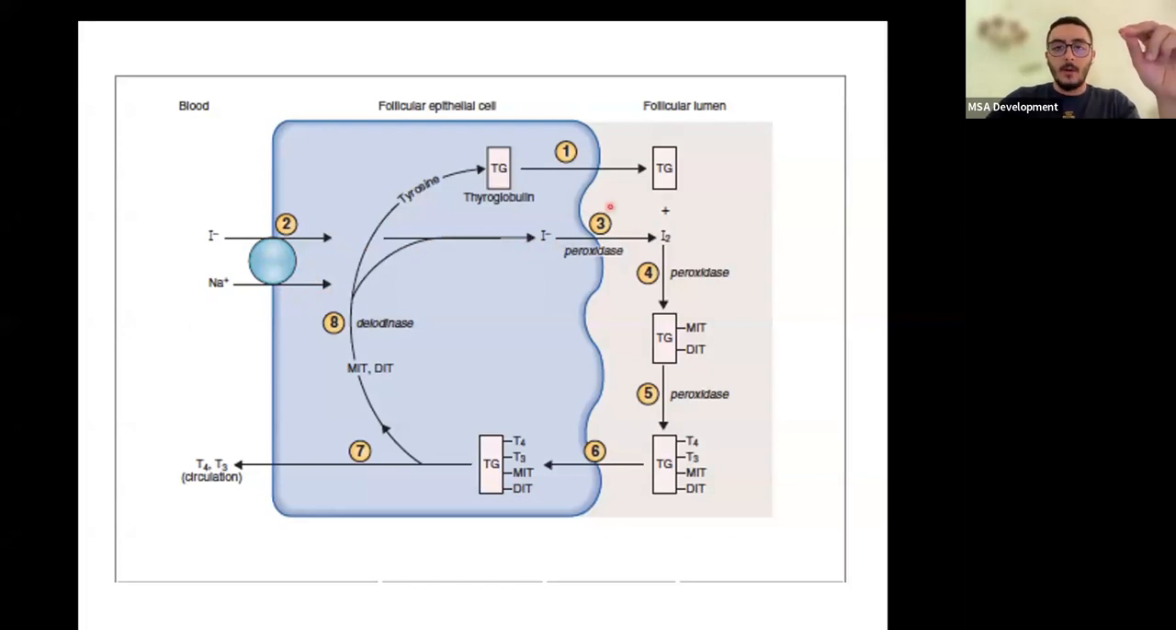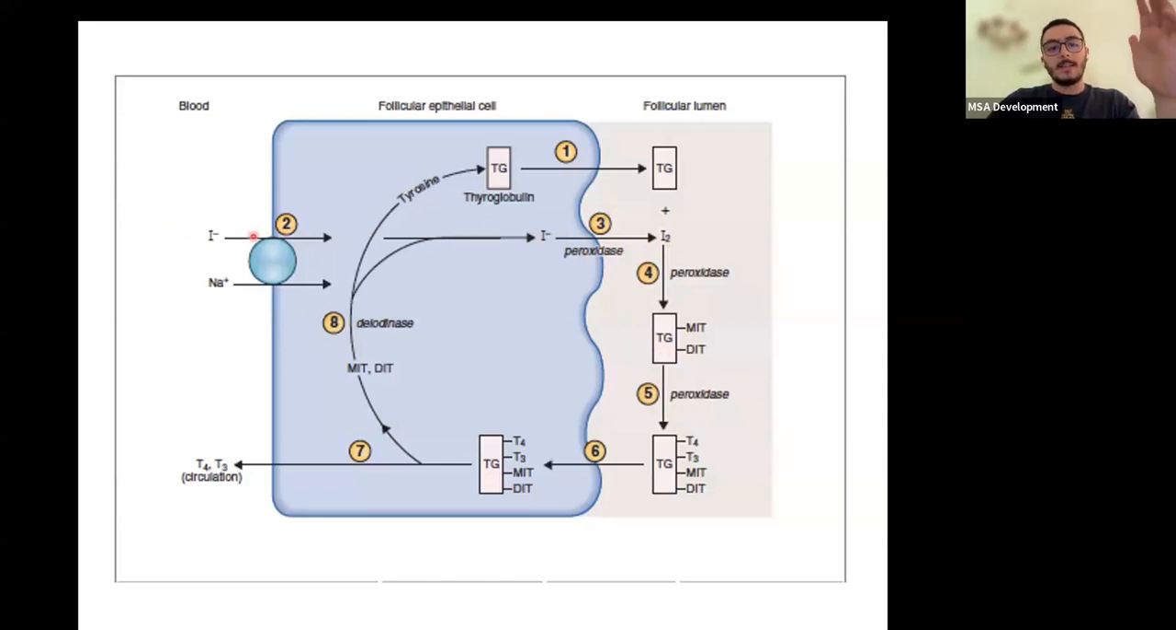And this happens on the apical side of the follicular epithelial cell through an enzyme called thyroid peroxidase. Peroxidase, oxidation. This peroxidase carries out three major steps: oxidation, which is oxidizing the iodide, organification, and coupling. What are these? These are basically the third, fourth, and fifth steps.